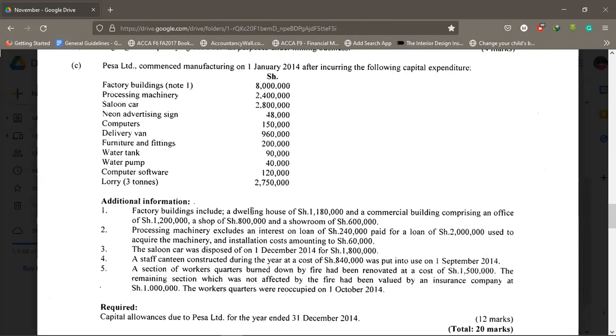Number 3, the saloon car was disposed of on 1st of December 2014 for an amount of 1.8 million. A staff canteen constructed during the year at a cost of 840,000 was put into use on 1st of September 2014. A section of workers' quarters burned down by fire had been renovated at the cost of 1.5 million. The remaining section, which was not affected by the fire, had been valued by an insurance company at 1 million shillings. The workers' quarters were reoccupied on 1st of October 2014. Required: capital allowances due to Pesa Limited for the year ended 31st December 2014.